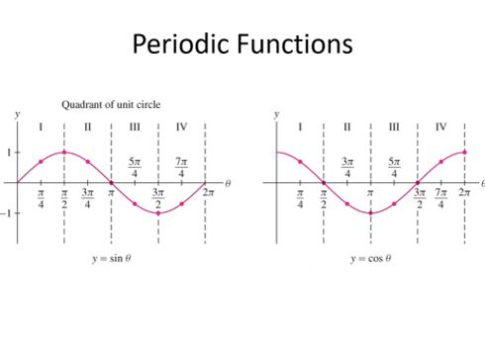Okay, periodic functions. Periodic functions are functions that repeat themselves. Again, we're just going over the shape of all these trig functions. All trig functions are periodic functions. They repeat themselves over a given interval. Sine and cosine repeat themselves over 2 pi as an interval.